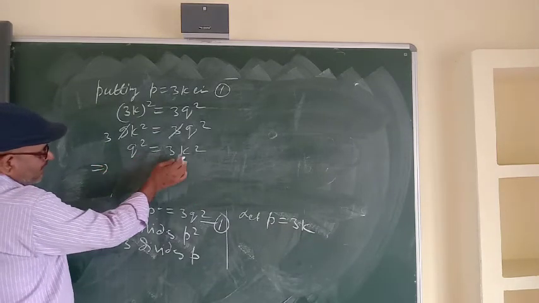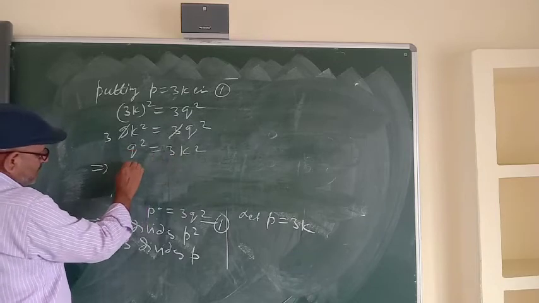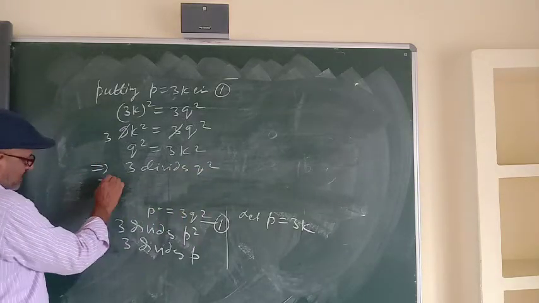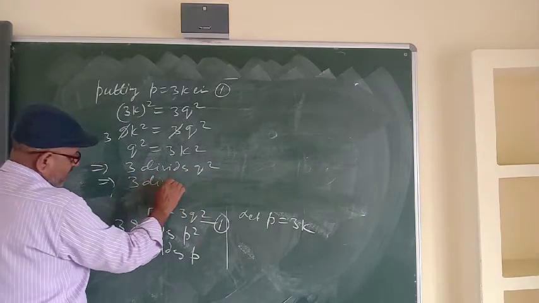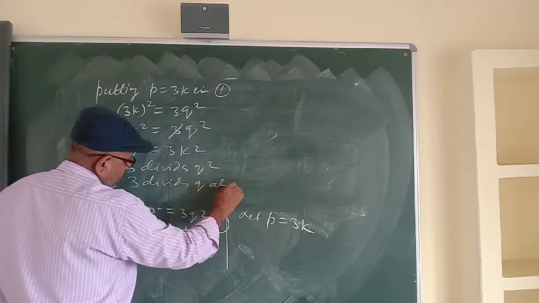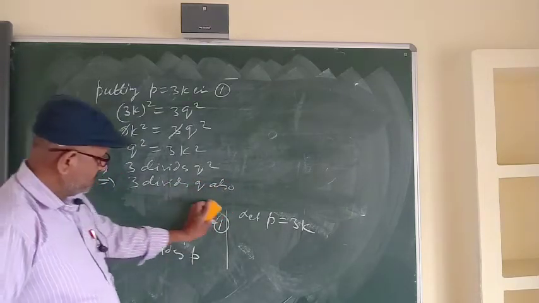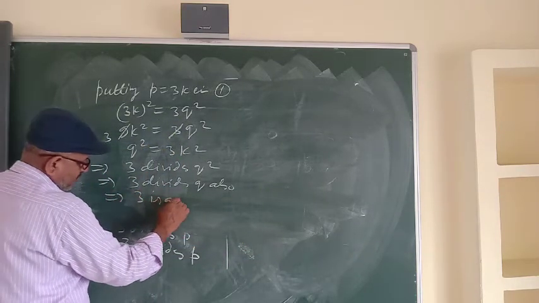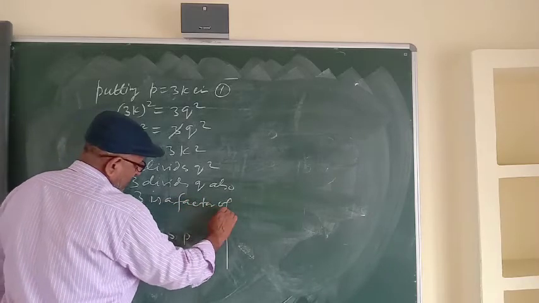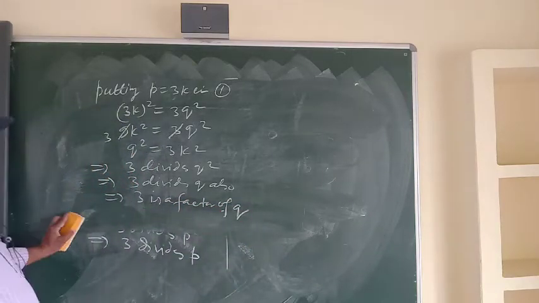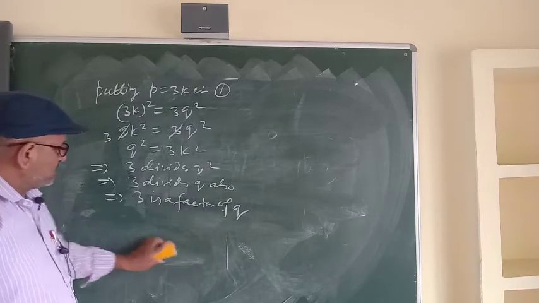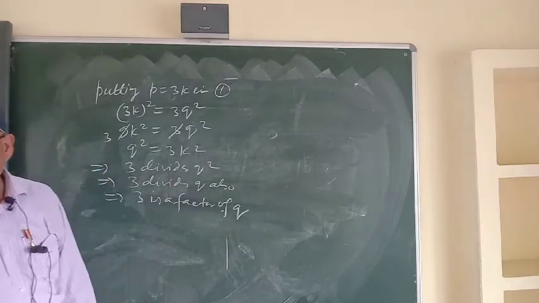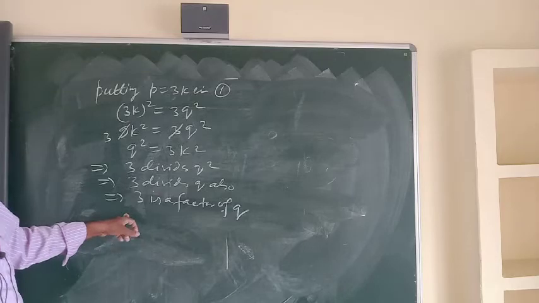It means what? Q square is a multiple of 3. So 3 divides Q square. This implies 3 divides Q square. By the theorem, we can write 3 divides Q also. 3 divides Q also means 3 is a factor of Q. So we see that 3 divides Q and 3 divides P. It means 3 is a common factor of P and Q both.